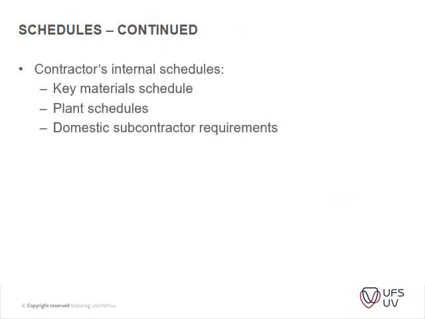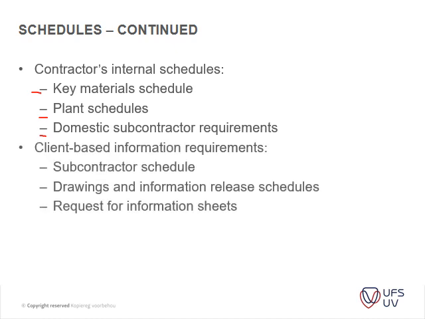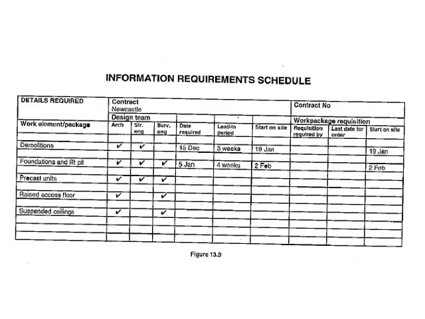The contractor's internal schedules: you have key material schedules, plant schedules, and domestic subcontractors that you need to think of. Your client-based information requirements, a contractor schedule. The client needs to know when you're going to erect that, for instance, if tenants have to be moved, or if he has to supply you with certain information by a certain time. Drawings and information release schedules, requests for information sheets. This is essential and extremely important.